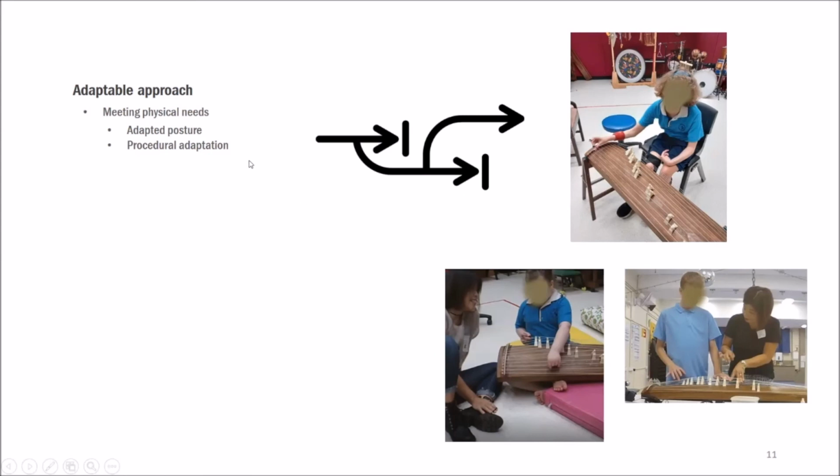Procedural adaptation is the same thing. When we do something in music making in the classical music world, there's often only one way of doing it. However, being adaptable, you try to adapt all the procedures to make music, such as the tuning procedure, music making procedure or learning procedure, to meet individual needs.